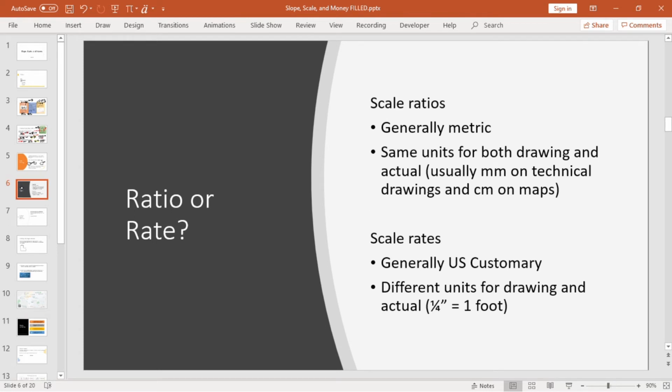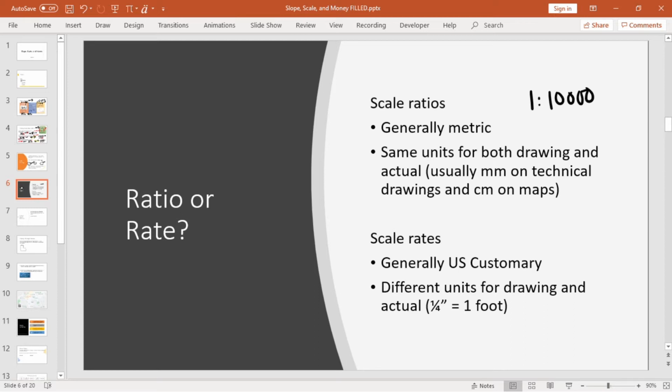Okay, so before we go into this, we talk about scales, and they can be ratios or rates. By definition, a ratio is the same unit. So if your drawing is in millimeters, your actual will be millimeters as well. And that's a ratio. Generally metric scales are ratios, and you don't have to see a unit because it should be understood that they're the same unit. So those are the ones that shouldn't have units.